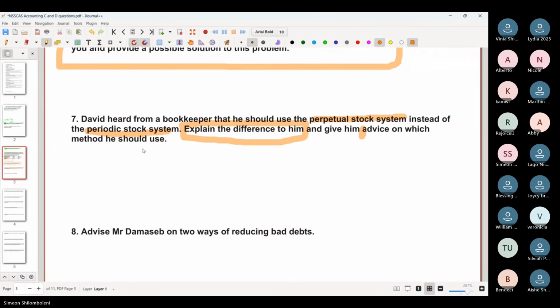You are going to look at implications of both, advantages and disadvantages of both. And then from the two, you advise which one is the best and then give a reason.